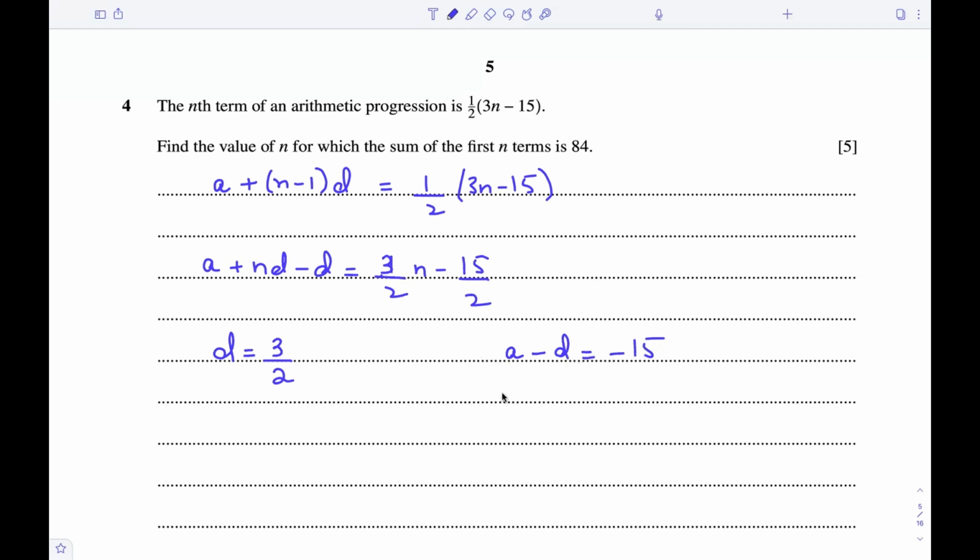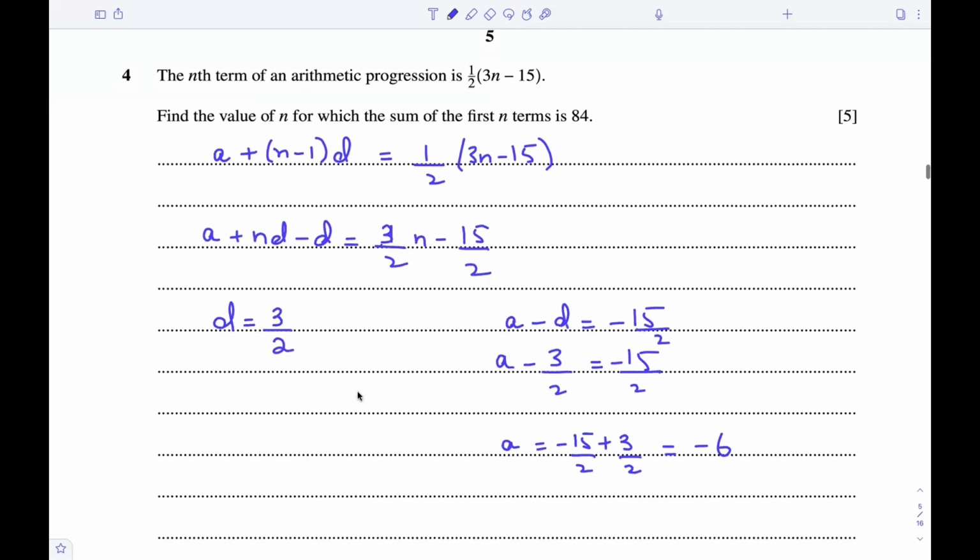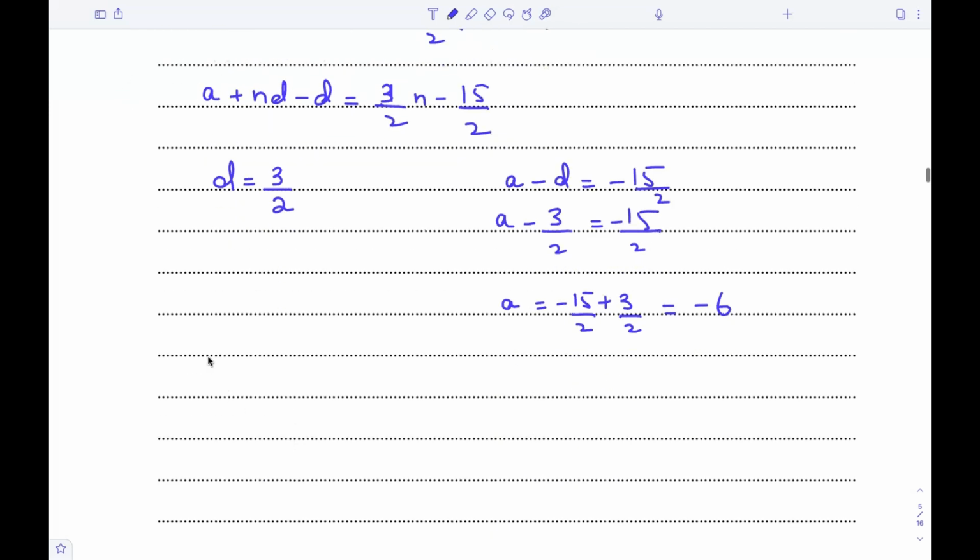As we have the value of d, which is 3/2, we can use this to find the value of a. So a will be minus 15/2 plus 3/2. So this will become minus 6. Now we have to find the value of n for which the sum of the first n terms is 84. So we know that the formula for sum of arithmetic progression is n/2 bracket 2a plus (n minus 1) times d.